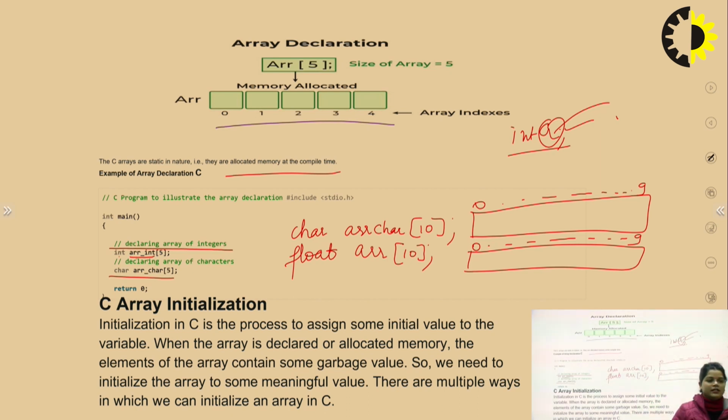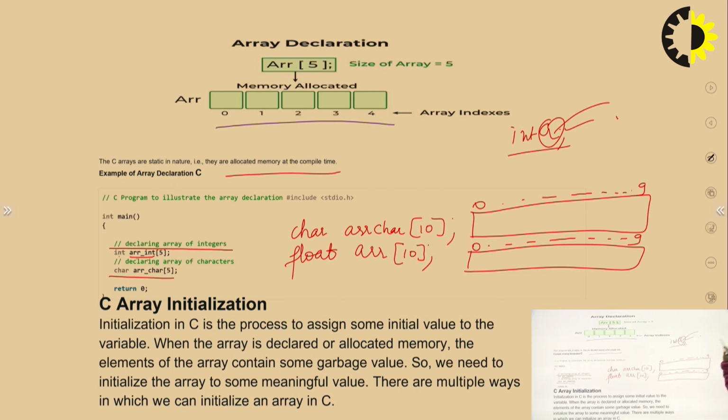When an array is declared or allocated memory, the elements of the array contain some garbage value. Initially, what value is there? It's a garbage value. No values are there, which means garbage value. So we need to initialize the array to some meaningful value. There are multiple ways in which we can initialize an array in C.